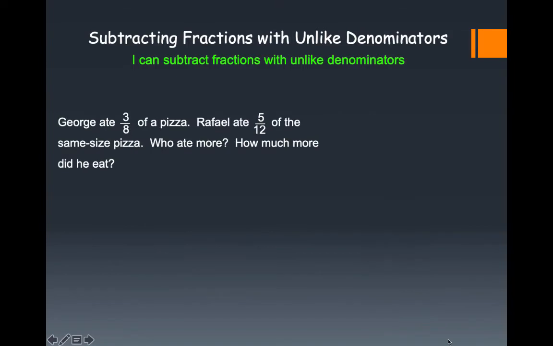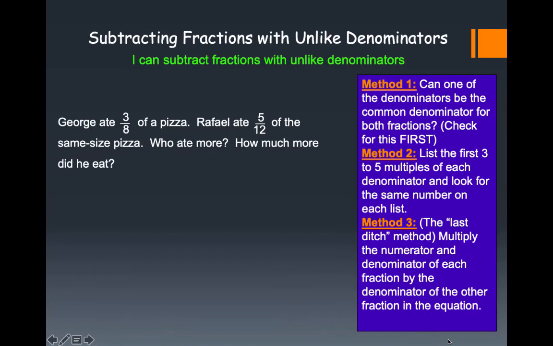So let's take a look at this one. George ate 3/8 of a pizza. Raphael ate 5/12 of the same size pizza. Who ate more? And then how much more did he eat? So we're going to review those methods again. Can I use the denominators I have? Can I turn one of them into the other using multiplication or division? No, I can't make 8 into 12, and I cannot make 12 into 8. So that leaves me on to method 2.